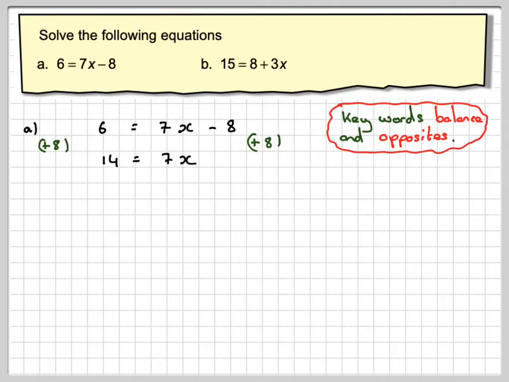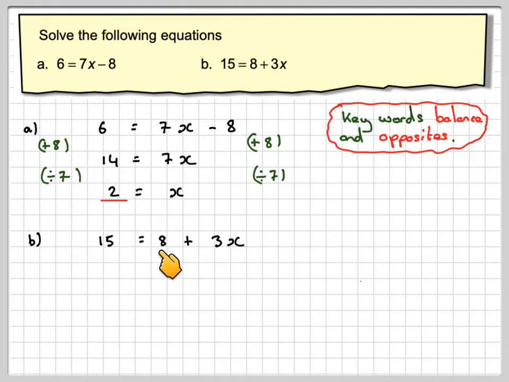And then I've got 7 times x, the opposite of multiplying by 7 is to divide by 7. 7x divided by 7 gives me x, and then 14 divided by 7 just gives me 2. And it's okay for the x to come out on the right hand side. We can just leave it like that.